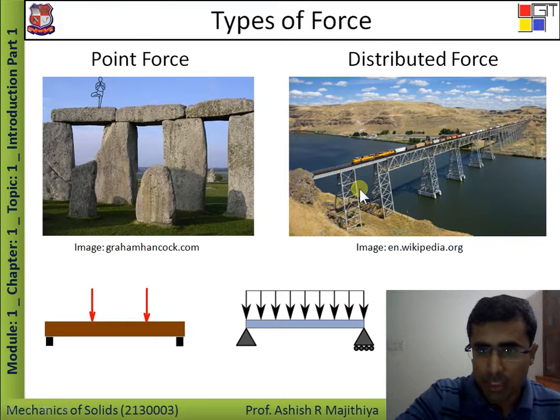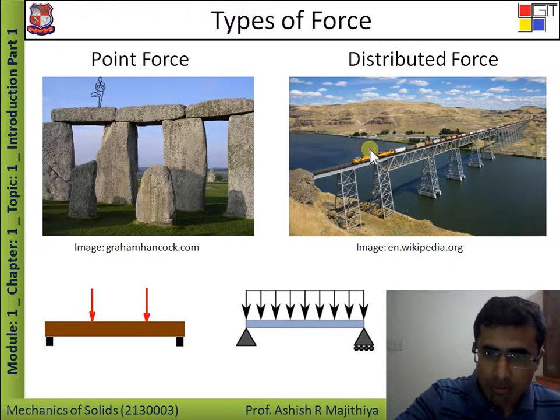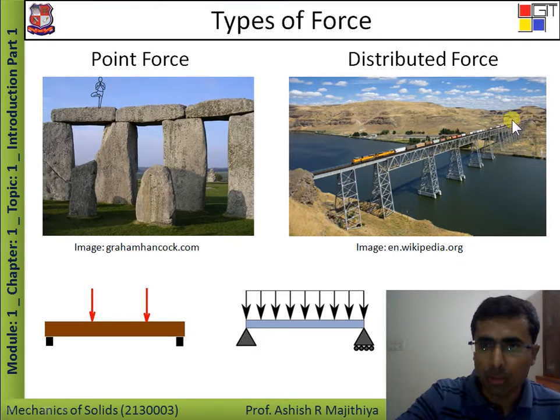Whereas in this distributed force example, there is a long bridge and a train is traveling through that bridge. So the force by the train on the bridge is distributed throughout the length of the bridge. So it is called distributed force. A point force is at a single point described by an arrow, and distributed force is spread throughout the length of the body.